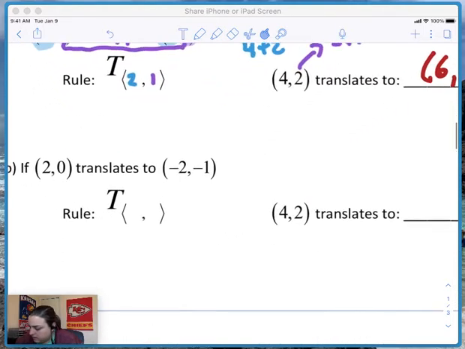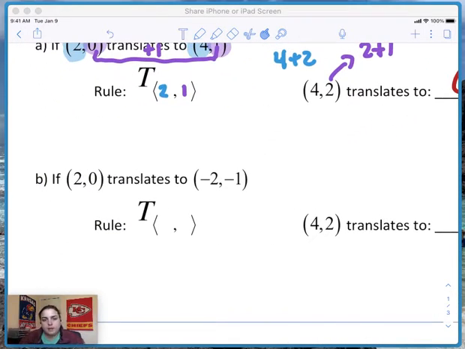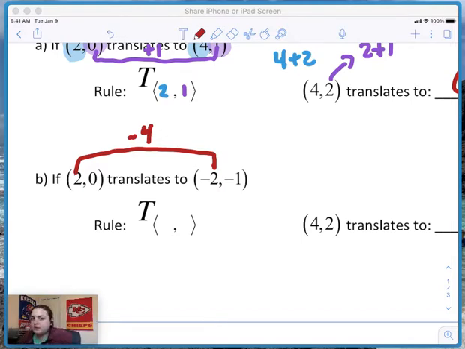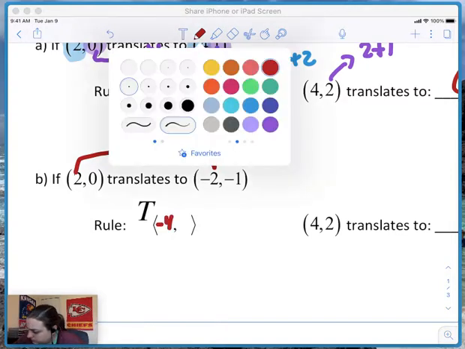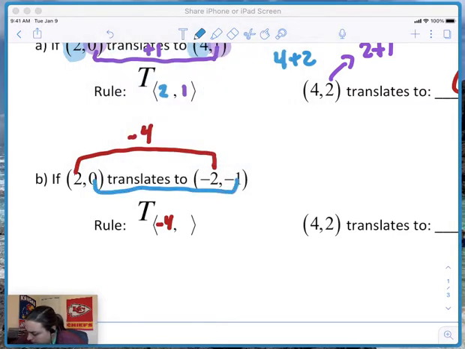Okay, we're going to do the same thing here. First come up with the rule, and then use that to translate the given point. So here, how do I get from 2 to negative 2? To get from 2 to negative 2, I'm subtracting 4. So 2 minus 4 is negative 2. That means my first rule here for A is negative 4. Here to get from 0 to negative 1, I subtract 1. So my translation rule here is negative 4, negative 1.